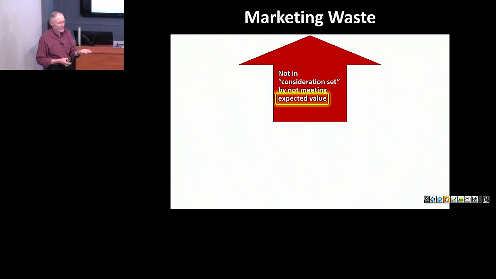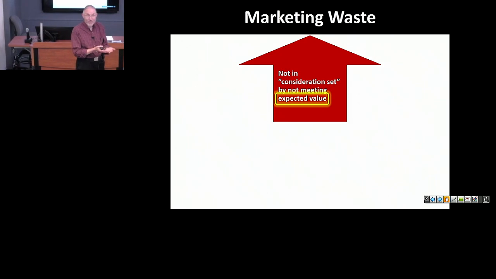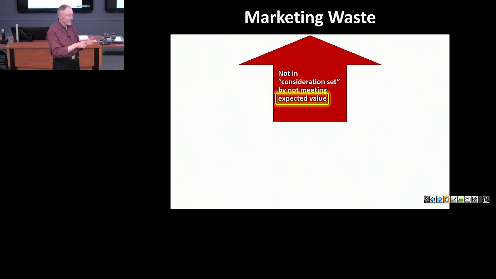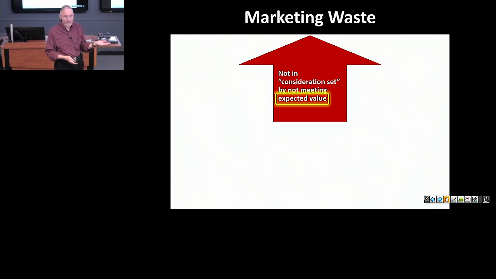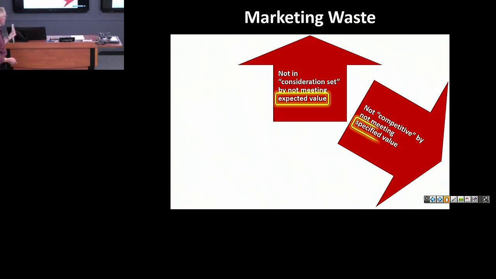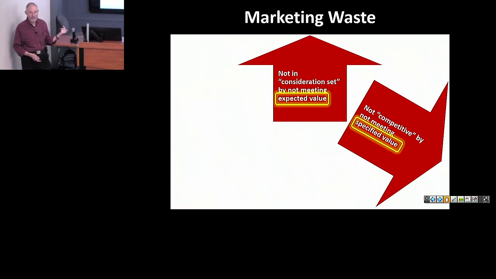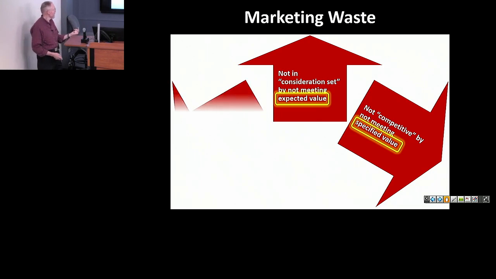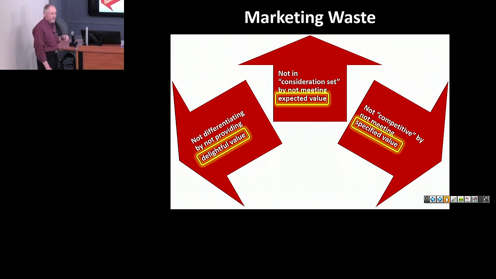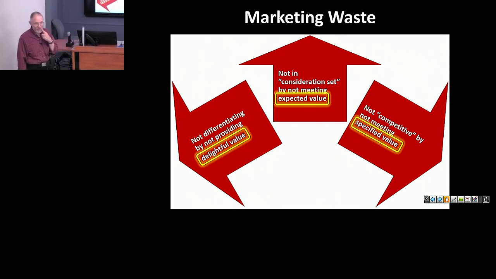One of the ways that marketing looks at things is they said, we need to be in the consideration set. If somebody's looking for a new car, there are cars they will consider. If you've ever bought a car, you say, I'm going to go look at this, this, and this. So if I'm looking for an SUV, that's going to determine which type of cars I look at. So the first challenge for marketing people is to be in the consideration set. The second step is to be competitive, because you're going to be compared to the competition. And then the third step is not differentiating by not providing delightful value. Delightful value is where you're going to really distinguish yourself.